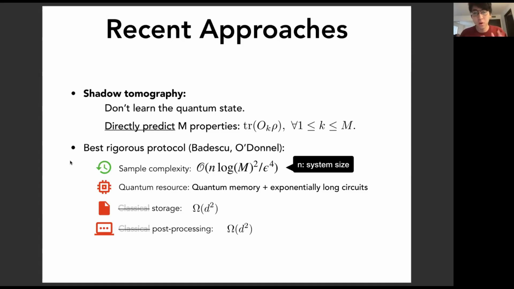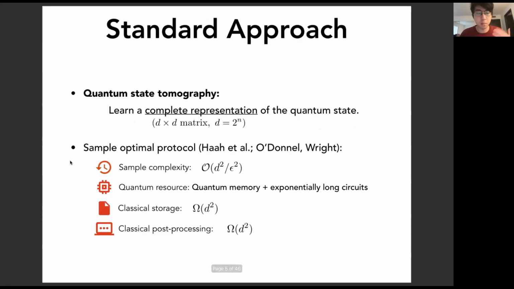In the original scheme of shadow tomography, they consider expectation values of observables. That is given by trace of O_i rho for different observables from O_1 to O_M. In this case, this task is actually much simpler than learning the full description. The best rigorous protocol, due to Badescu and Ryan O'Donnell, uses a sample complexity, the number of copies of your system, that's very efficient. Previously, for learning the full representation, the sample complexity scales exponentially in system size.